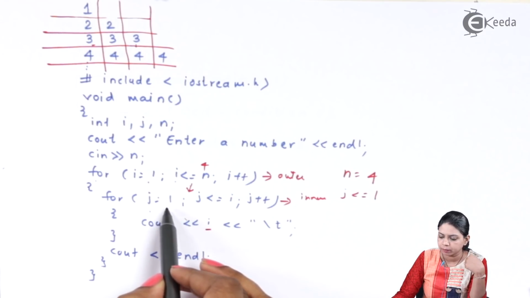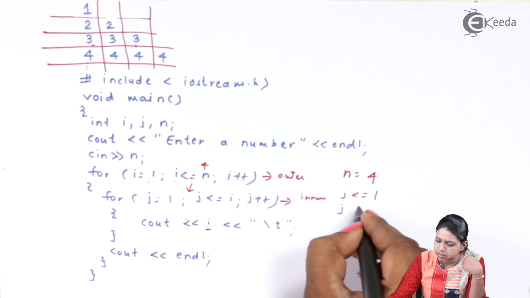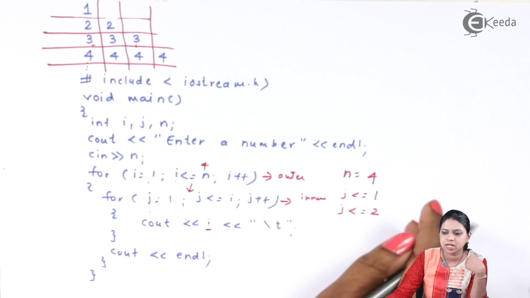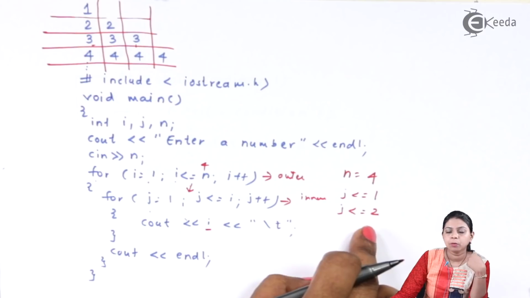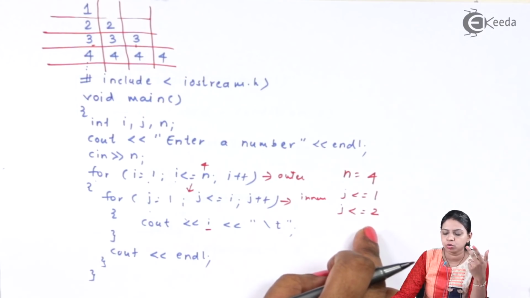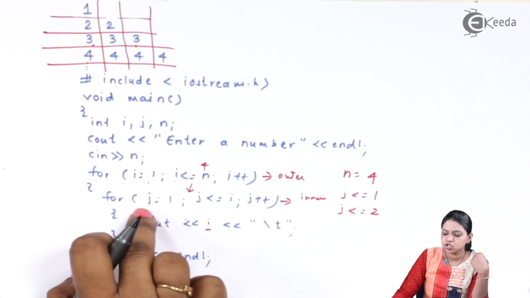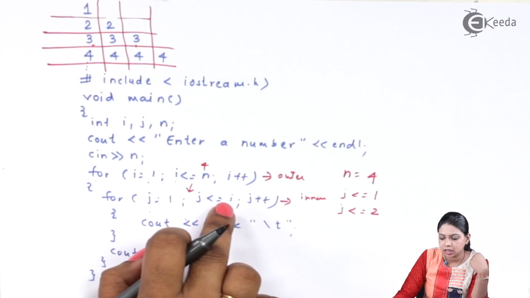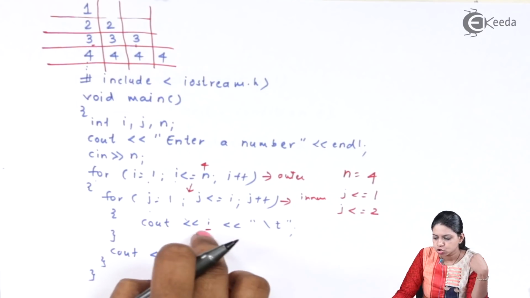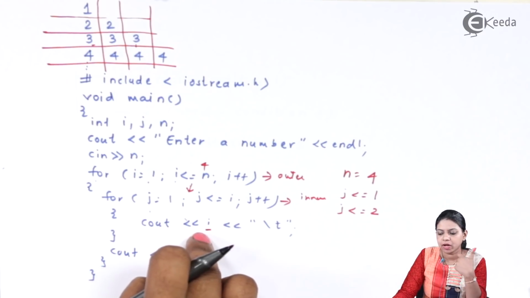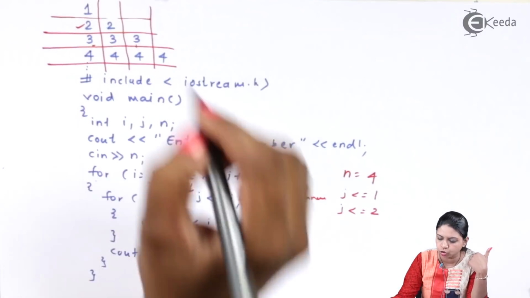J is equal to 1. Now in this case you have to execute your loop till your j is less than equal to 2, because my value of I has become 2. So what you will do here, basically j is equal to 1, 1 is less than equal to 2, yes, so you'll print I. Now what is the value of I? 2, so you'll print here 2.